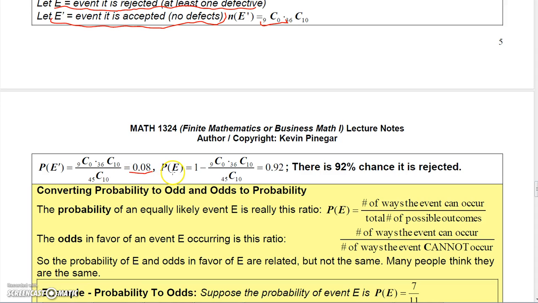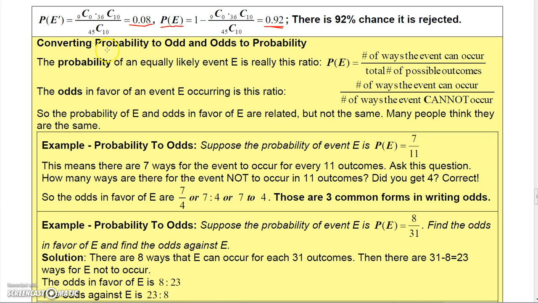And then to find the probability that at least one is defective, I do 1 minus that, so there's a 92% chance that it is rejected. And that pretty much completes the lecture on the complement. You'll find that probability and odds are not 100% the same.